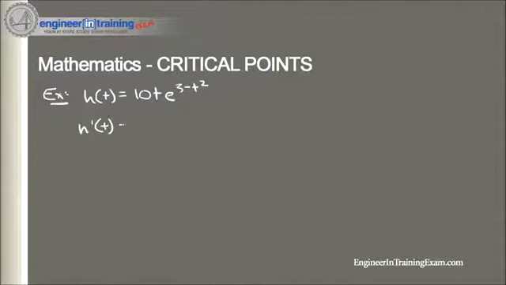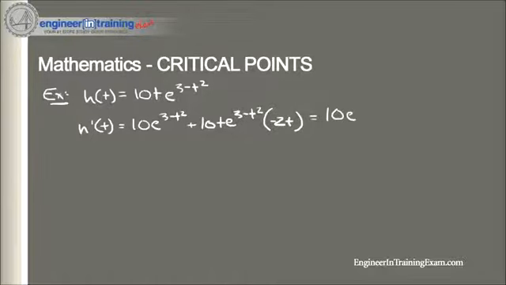The derivative h prime of t is 10 e to the 3 minus t squared plus 10t e to the 3 minus t squared times minus 2t, which simplifies to 10 e to the 3 minus t squared minus 20t squared e to the 3 minus t squared.